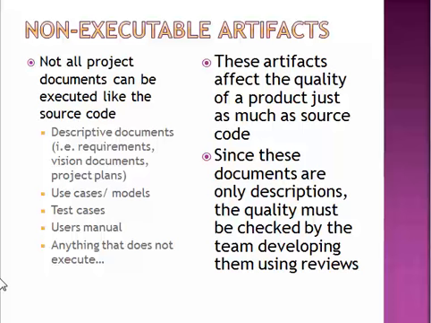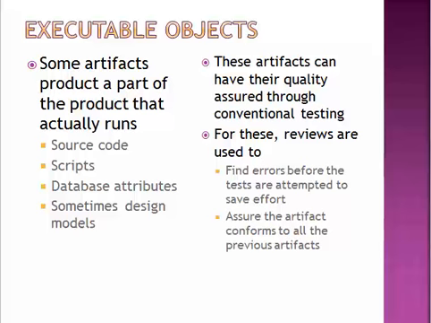Even to some degree, a user manual can be tested by reading through it and seeing if you can do the things that are said inside of there. That's kind of a form of review. So what we're talking about here is focusing on the things that we can do with a group of people. So executable artifacts can be reviewed, as I said before. It's just that we want to focus on the things that are more meta level.